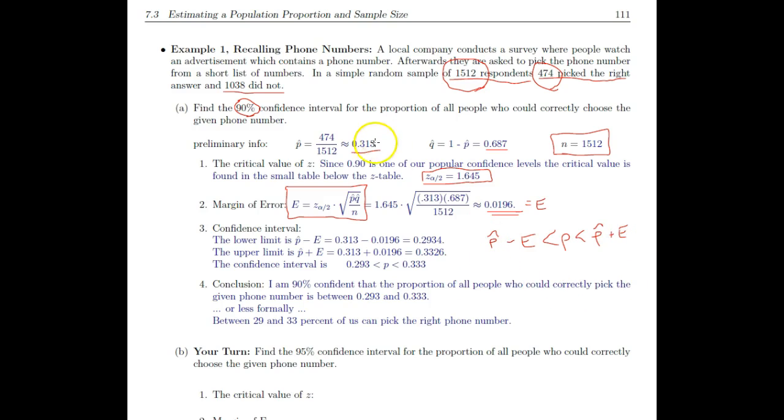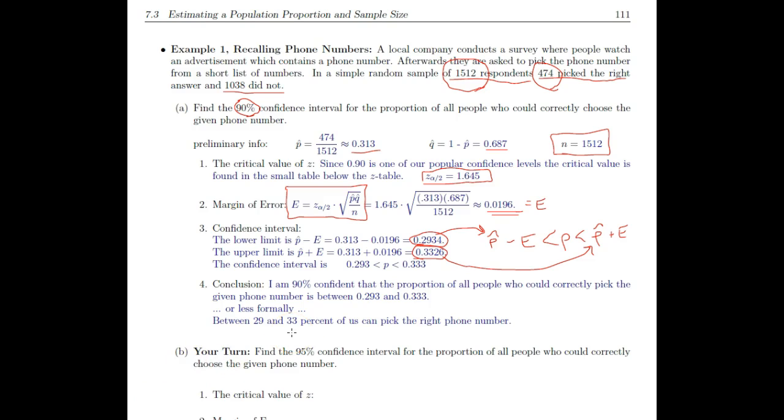So we know P hat is 0.313. So 0.313 minus 0.0196 gives us this. So that's our lower bound for our confidence interval. And then we take p hat of 0.313 and we add on our margin of error, and that gives us this number, which will then be your upper bound for your confidence interval. So you have a confidence interval of P is between 0.293 and 0.333.